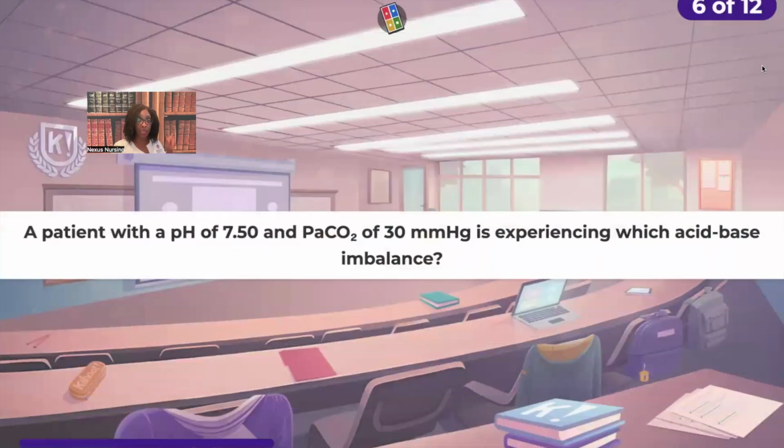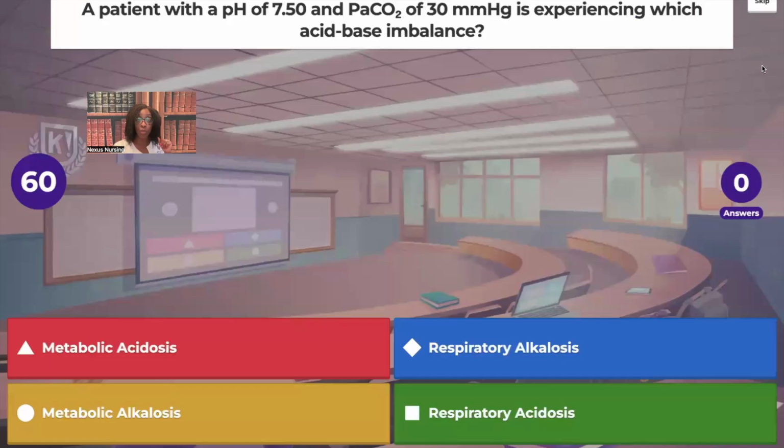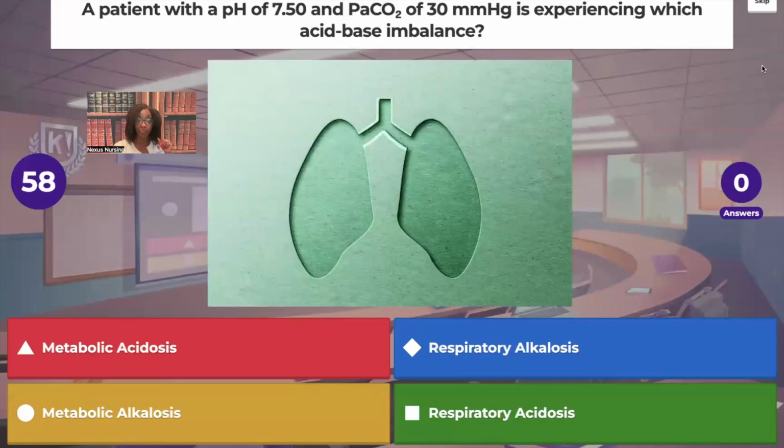All right, your patient's pH is 7.5, CO2 30. They're experiencing which acid-base imbalance? And I only gave you 2. You could answer this with only 2 of them. I didn't even give you the HCO3. What's this patient going through? Metabolic acidosis, respiratory alkalosis, metabolic alkalosis, respiratory acidosis. What are they going through? The pH is 7.5, CO2 30.